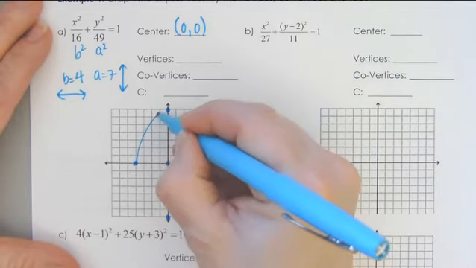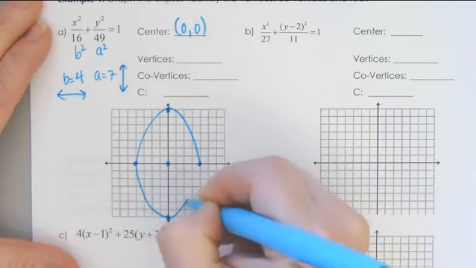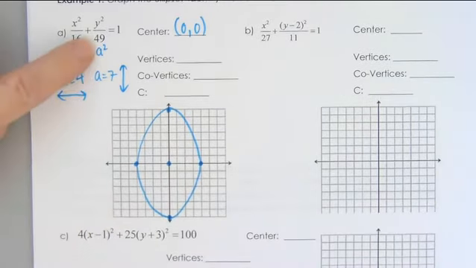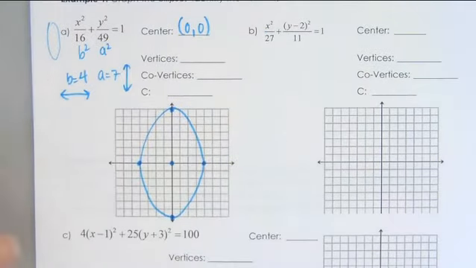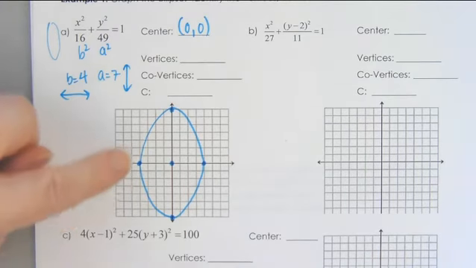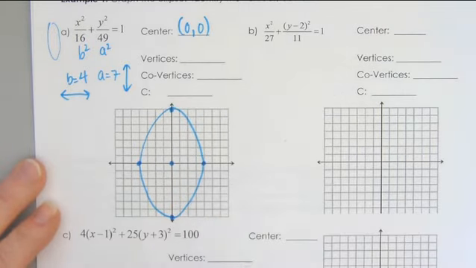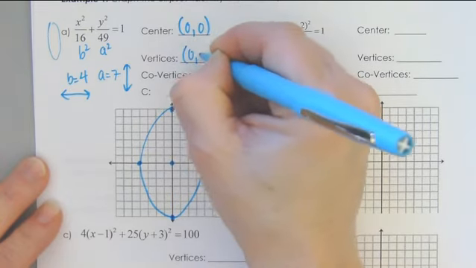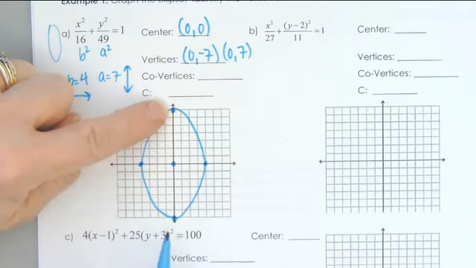If you want to go ahead and try to graph that, again, these might not be perfect, just do your best. So you can see that this is tall going up and down, and again, that's because the bigger number was under the y, so that's how we knew that it was going to be a vertical ellipse. The vertices are always the ones that are further away because they're on the major axis, so this is called our major axis. My vertices are at 0, -7, and at 0, 7. So it's these 2 points here.